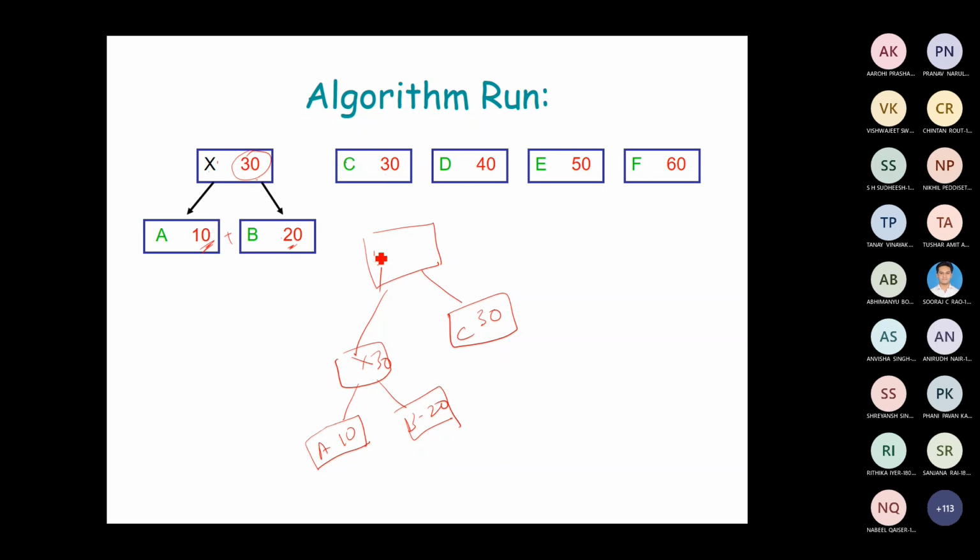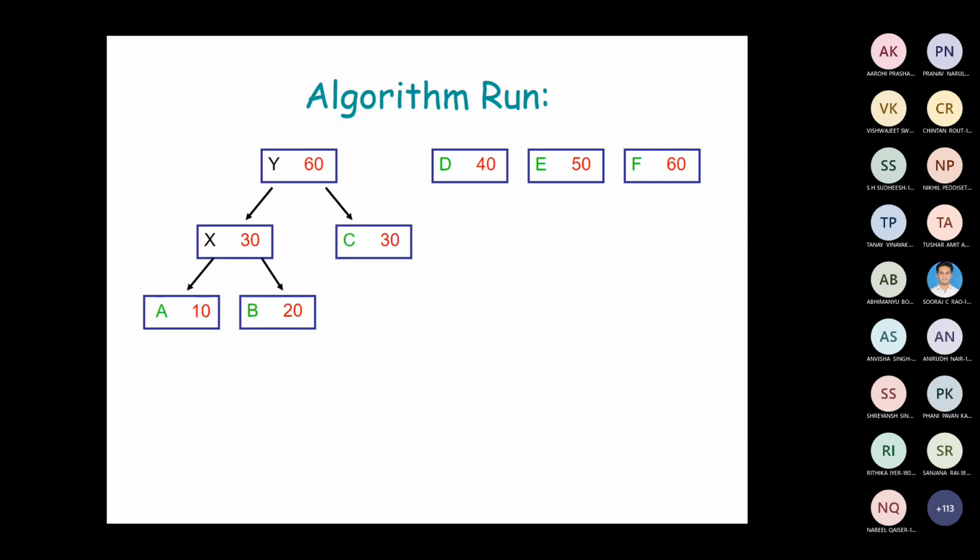What is the weight of this Y now? The weight of Y is the sum of these two children, X as well as C here. So 30 plus 30, that is 60. So 60 will come here. Okay, done, you got 60. Now if you look at this, Y here is 60, D is 40, E is 50 and F is 60. Now it is not in sorted form, not in increasing order.